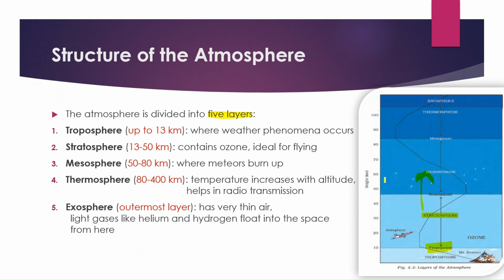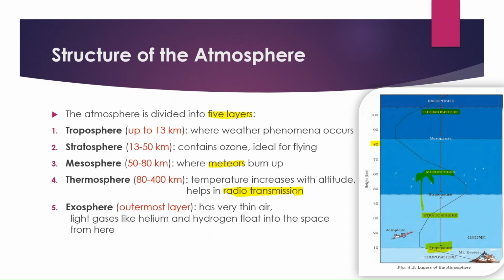The third layer is mesosphere, and this layer extends up to 80 kilometers and it is known for burning up meteors that enter from space, preventing them from reaching the earth. Next layer is thermosphere, and the temperature rises rapidly with height. It contains the ionosphere, which reflects radio waves back to earth, aiding in communication. So thermosphere helps in radio communication.